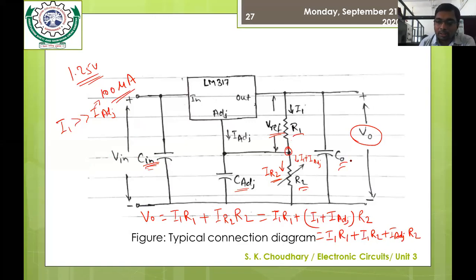Now the role of C naught. C naught is used to improve the transient response of the regulator and ensure stability. And the last one is C adjustment. C adjustment is used to improve the ripple rejection ratio.